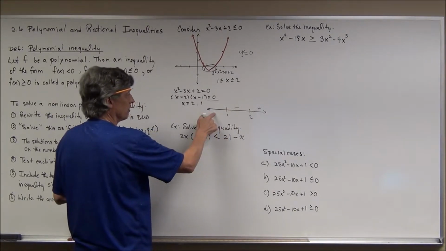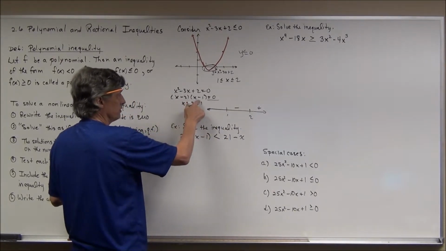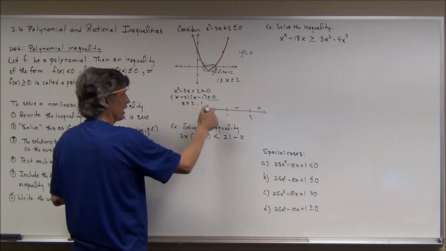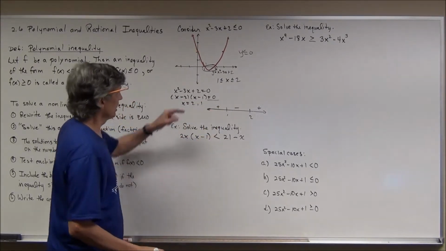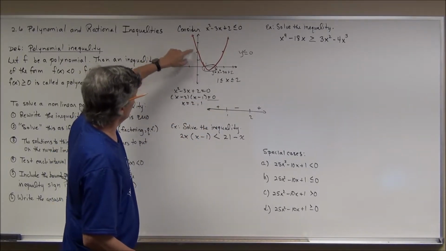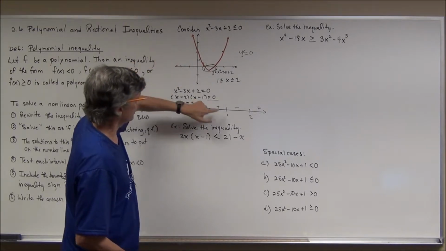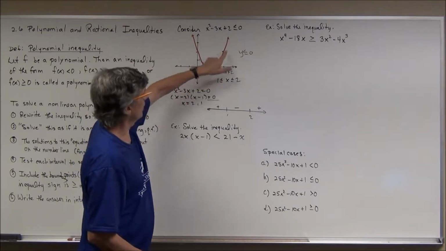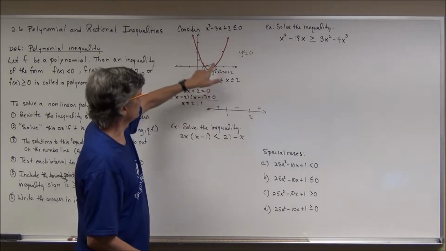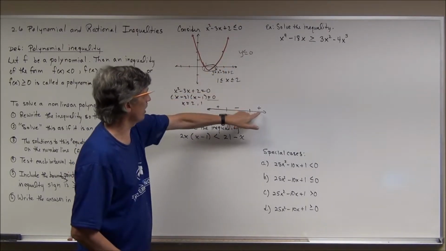Take a value like 0. 0 minus 2 is negative. 0 minus 1 is negative. Negative times negative is positive. And that matches up with what I have up here. Do you see less than 1? It's above the x-axis. It's got positive y values. Greater than 2 over here, it's above the x-axis, so the y is positive.